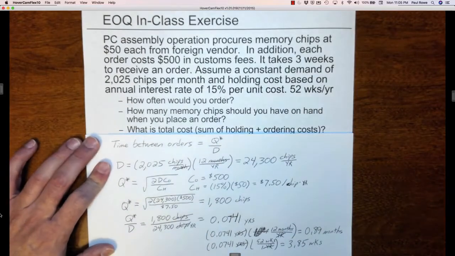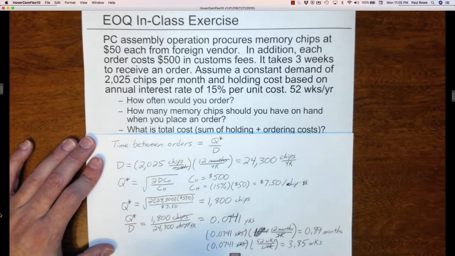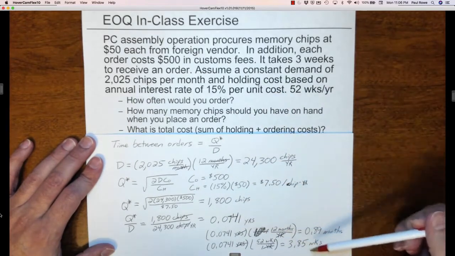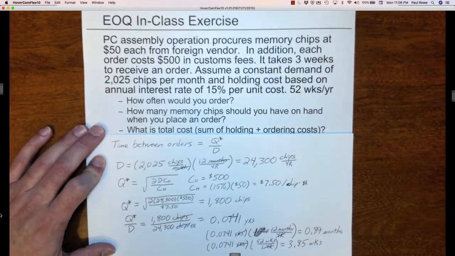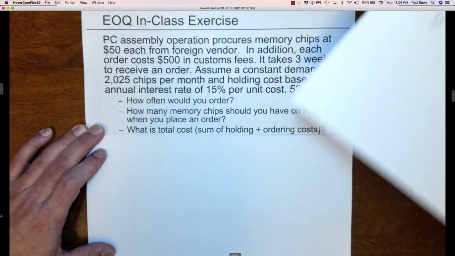Now, typically, I would tell you exactly what time unit I would want, but again, we can think of this. If we aren't told, then we would want to try and put it in something that's fairly intuitive for whoever's going to be looking at our information. And obviously, if you aren't given a time unit, then technically all three of these are correct. So, the next question is, how many memory chips should you have on hand when you place an order?